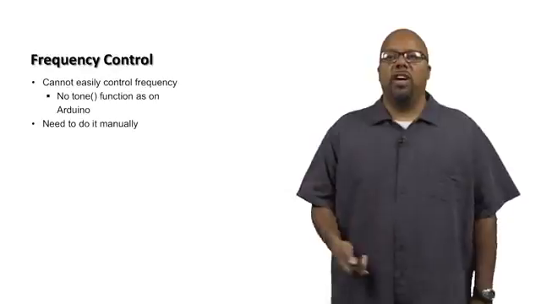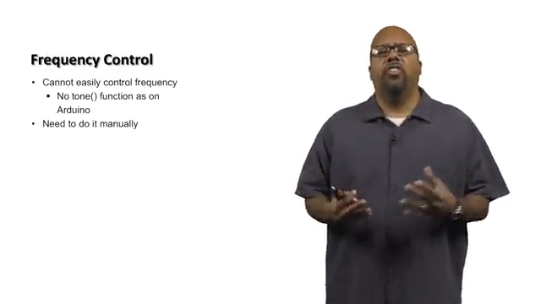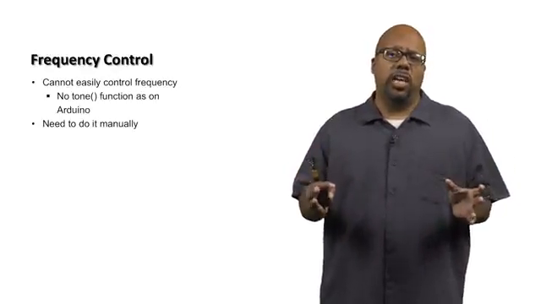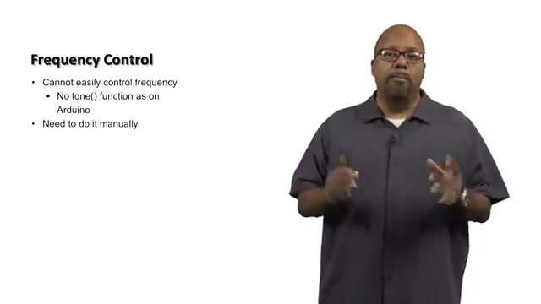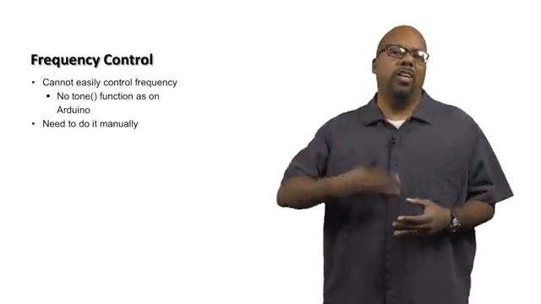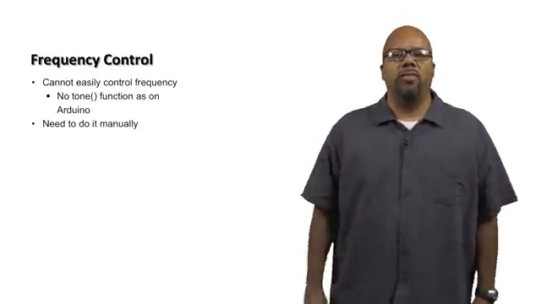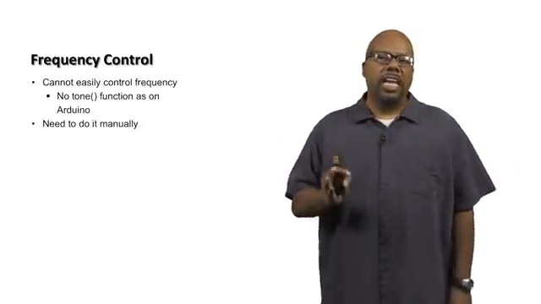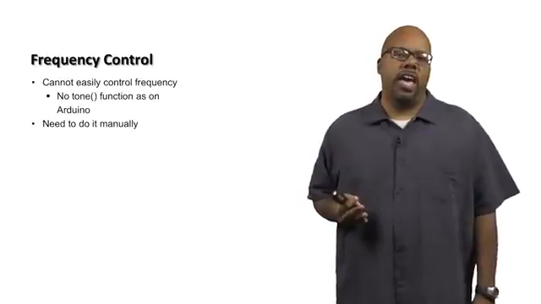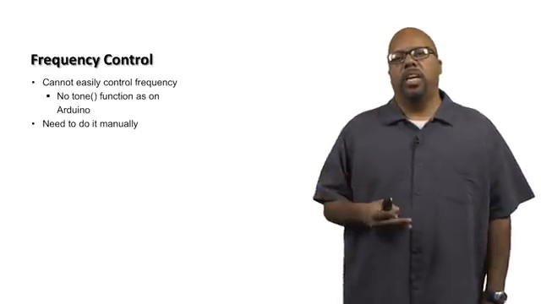Now, if you remember in Arduino, we did this. We had a tone function. And with this tone function, you couldn't change the duty cycle. It was always 50-50. But you could change the frequency. And then we hooked it up to a buzzer and made different sounds, different frequency sounds, right? So that was very convenient. You don't have a built-in function for that in the GPIO library.